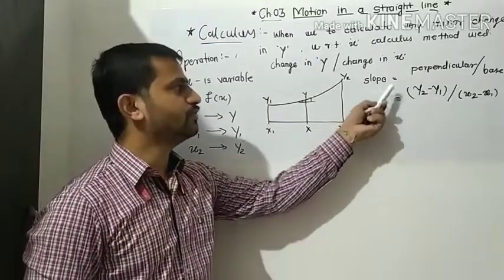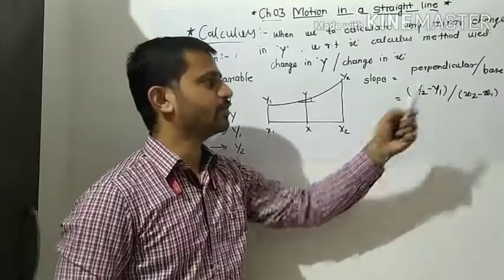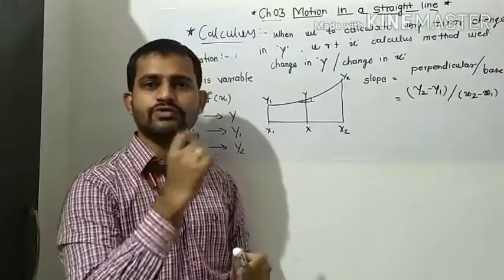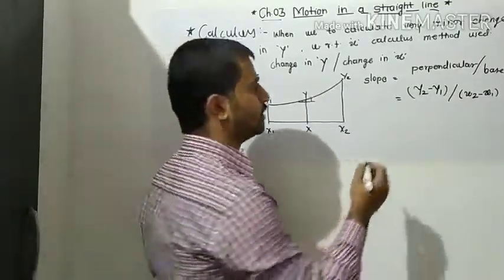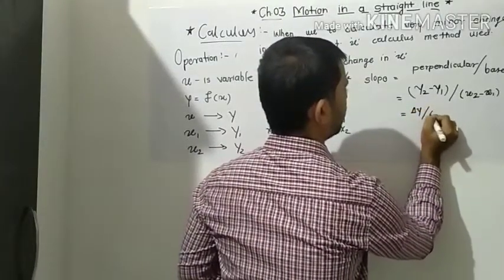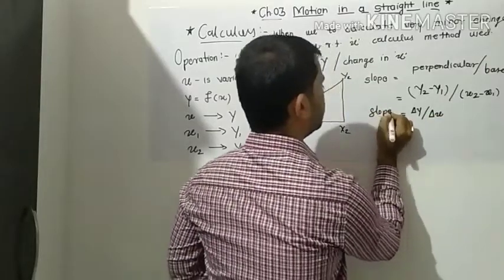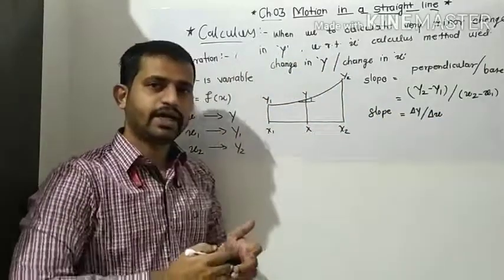So in this case, slope is equal to perpendicular upon base. If we write y2 minus y1 upon x2 minus x1 for the smallest value of y, we can also write it as delta y upon delta x. So our slope is equal to delta y upon delta x.